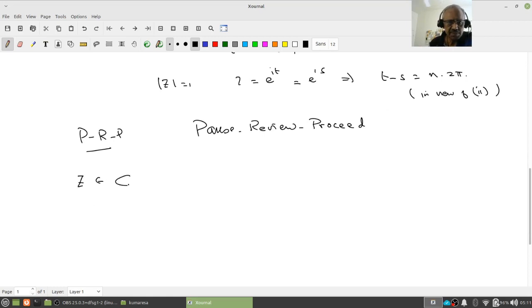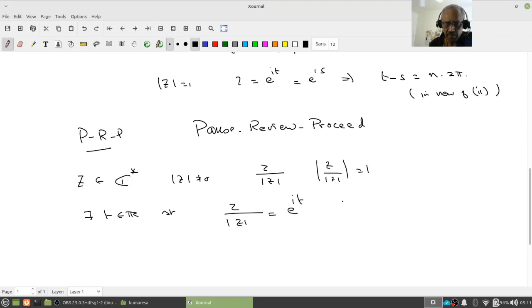Right? Now start with the complex number z in C star. Therefore, mod z is non-zero. Therefore I can look at z by mod z, but this is of unit modulus, right? Therefore I know there exists a t in R so that z by mod z equal to e power it. In particular, z is mod z into e power it. This is called the polar representation of a non-zero complex number.